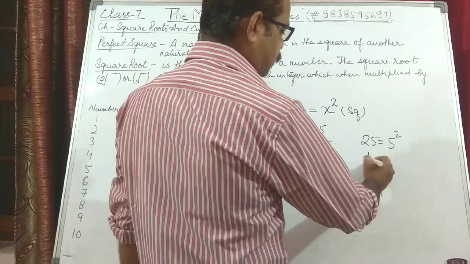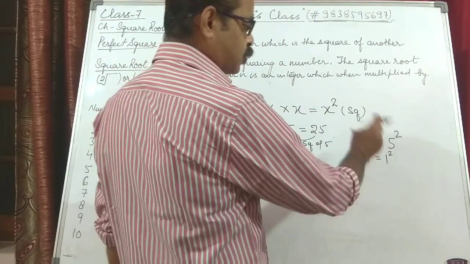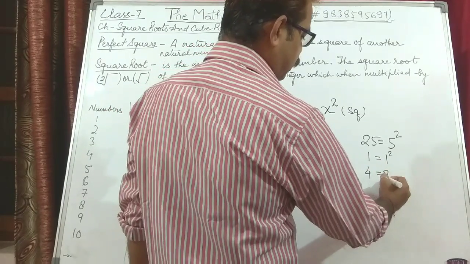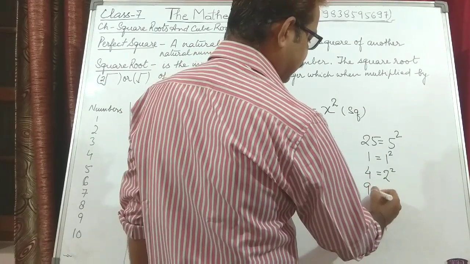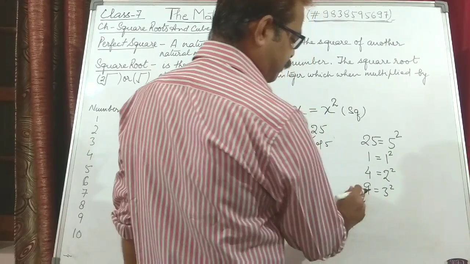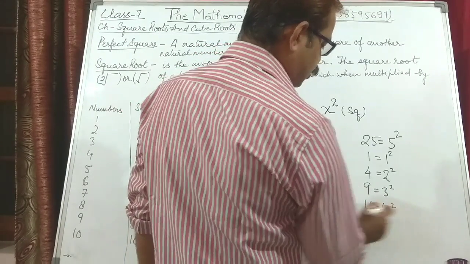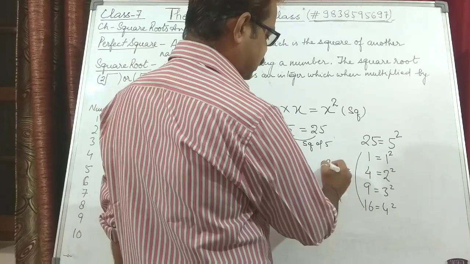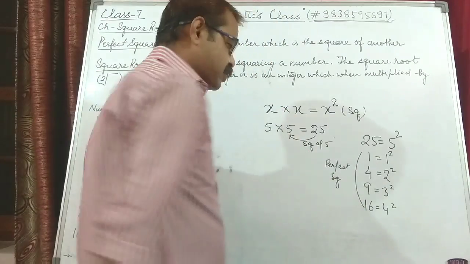Suppose I talk about 1. So 1 is the square of 1, so 1 is also a perfect square. Let's say 4. 4 is the square of 2, so 4 is a perfect square number. 9 is the square of 3, a perfect square. Now 16 is the square of 4. So all these numbers are perfect squares. So what is a perfect square?